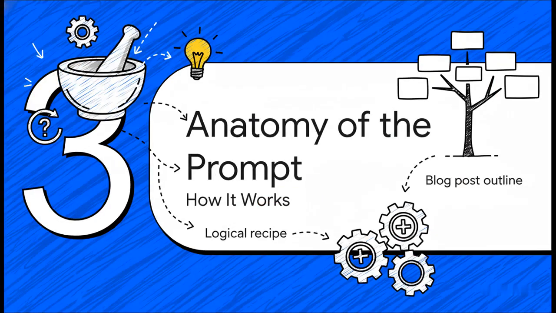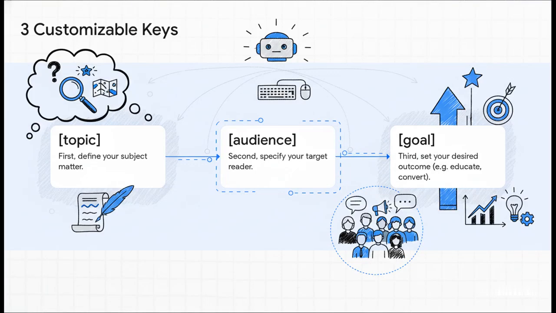So how does this thing actually work its magic? I know, it might look a little complex at first glance, but it's really just a simple recipe. Let's break down the key ingredients that you get to control. It really all comes down to these 3 simple keys: your topic, your audience, and your goal. That's it. Those are the only parts you really need to customize. By telling the AI what you're writing about, who it's for, and what you want to achieve, you're giving it all the context it needs to build a truly strategic outline for you.